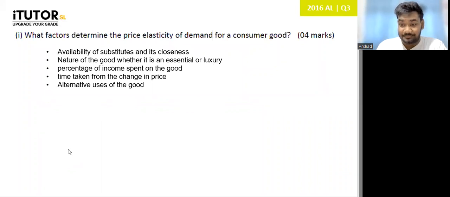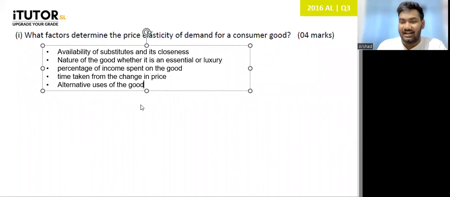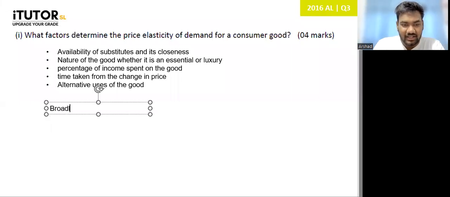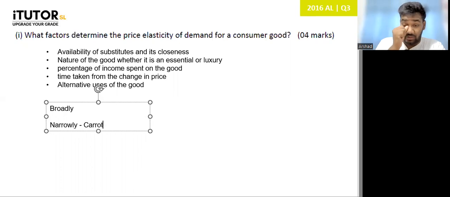Width of definition. So width of definition, that is how you define the good. It's not a main factor, right? Now, you can define something broadly and narrowly. Good question, right? For example, a narrow definition would be carrot. Carrot is one vegetable. So if I say price of carrot and if I say price of vegetables, vegetables is a broad definition.